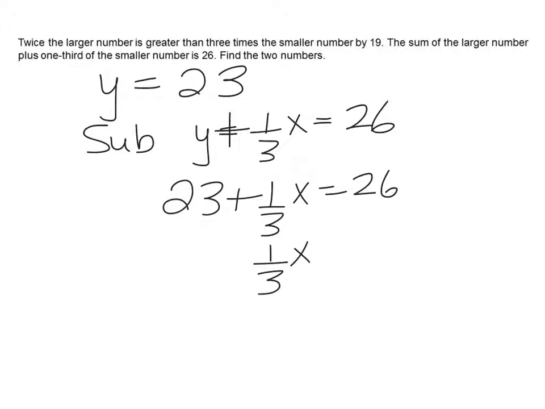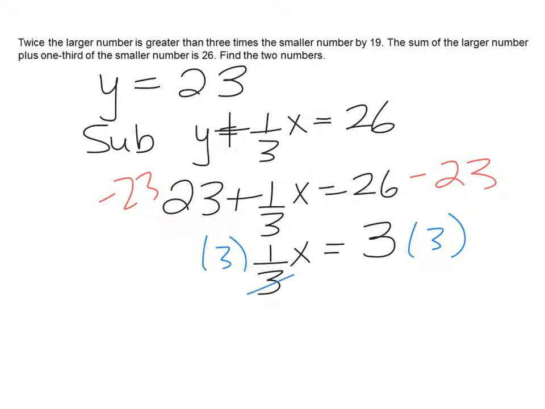So we'd have 1/3 x, and if we subtract 23 from both sides, that would give us equal to a value of 3. And then we're going to multiply each side by 3 to isolate our x. These would cancel, and x would be equal to 9. So we do know that our variables are 9 and 23. 9 would be our smaller number, 23 would be our larger number.